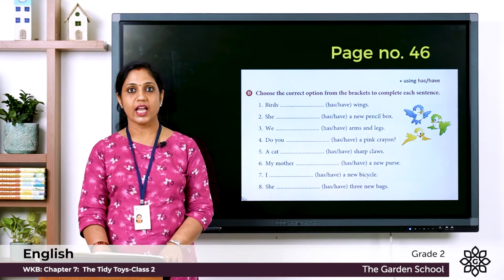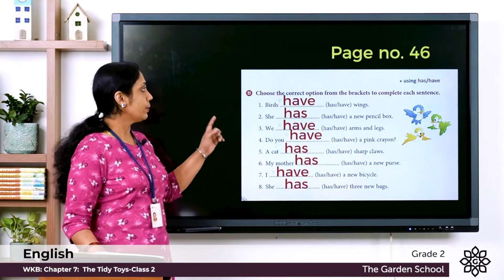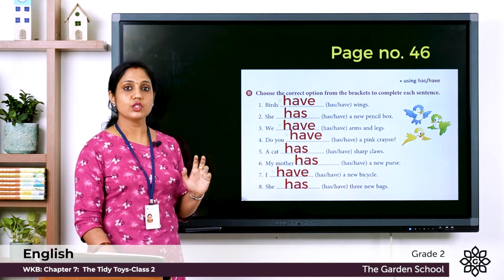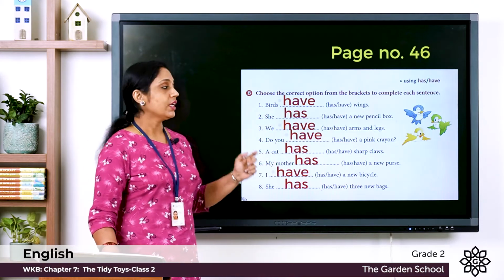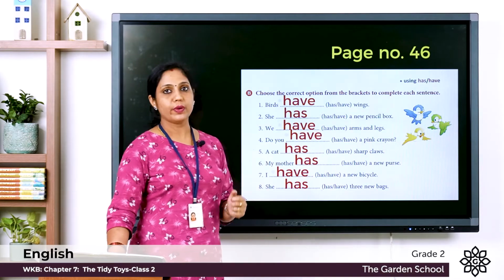Birds has or have wings. We can write, birds have wings. The word birds is plural, so we have to use have. Birds have wings. The second one, she has or have a new pencil box.